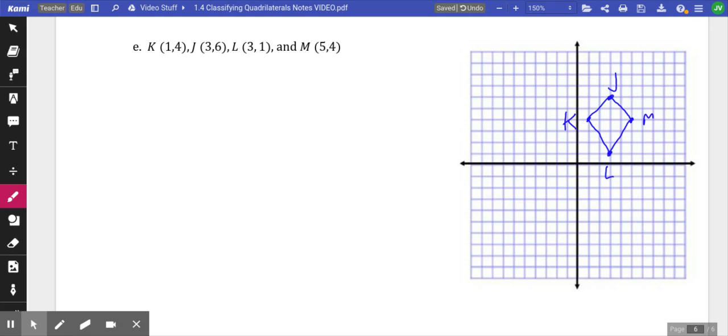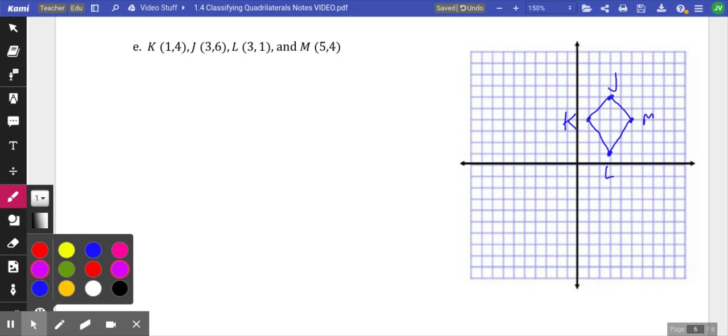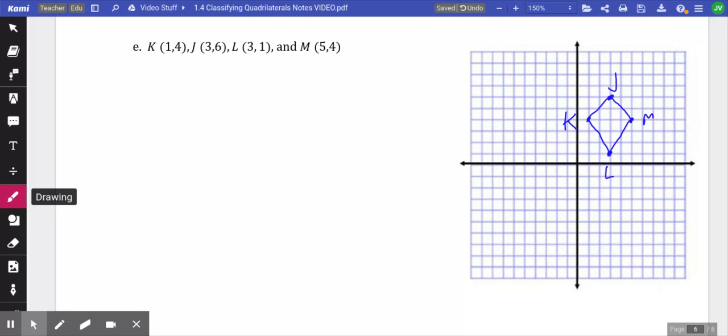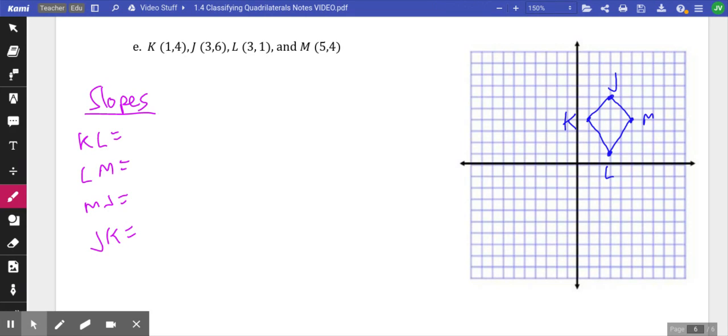But what we want to do is mathematically prove this using our super awesome math skills. So we're first going to find the slopes of each one of those line segments. So we've got KL, LM, MJ, and JK. Okay, all right, let's do KL.